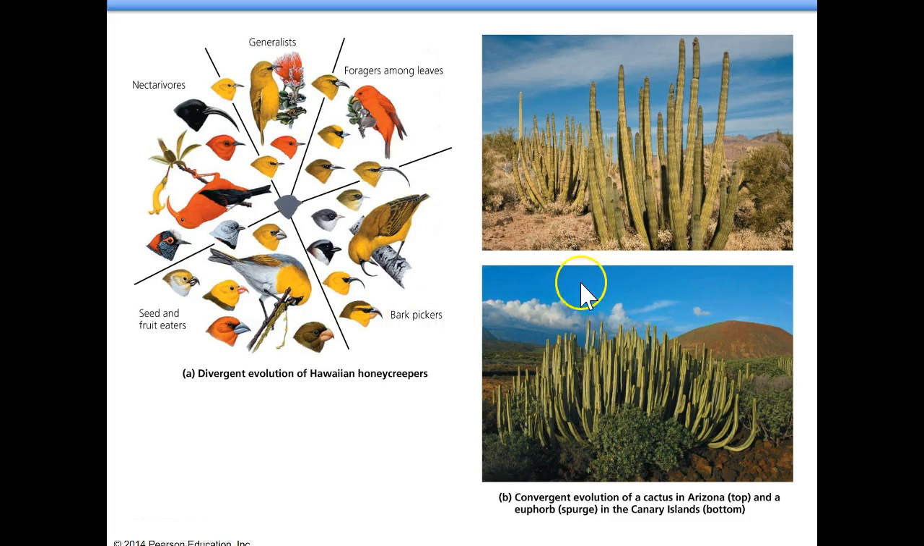And here's an idea of convergent evolution between cactus in Arizona. So here's a cactus in Arizona, and then here's a similar cactus in the Canary Islands. Okay, so you can see that they're very, very similar in the type of cactus that they are, but they're both growing in two different areas, and they're two different species of cacti.